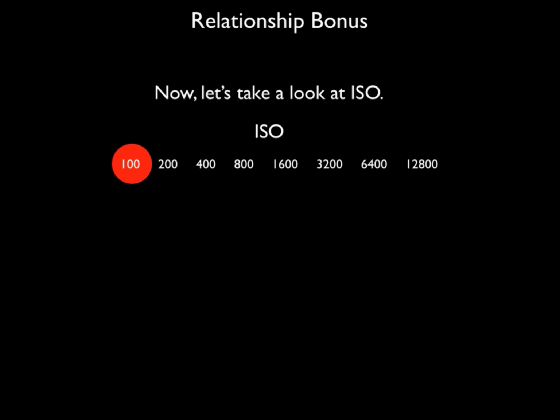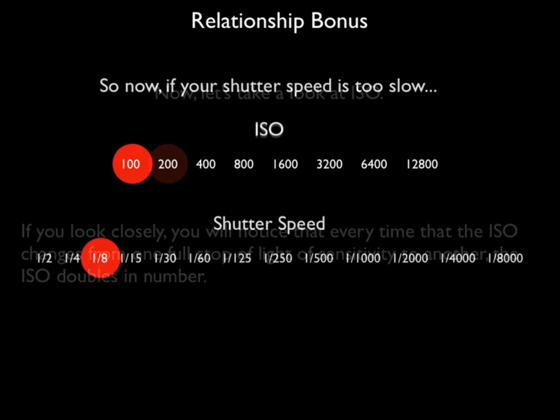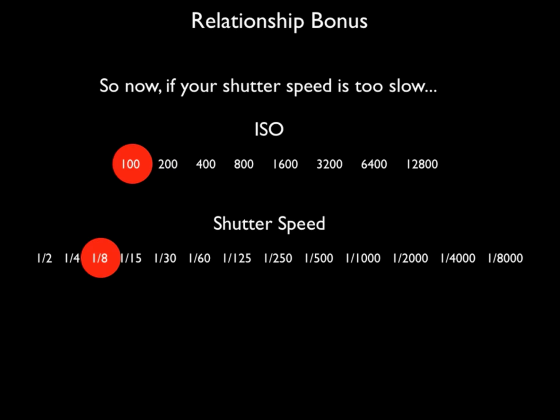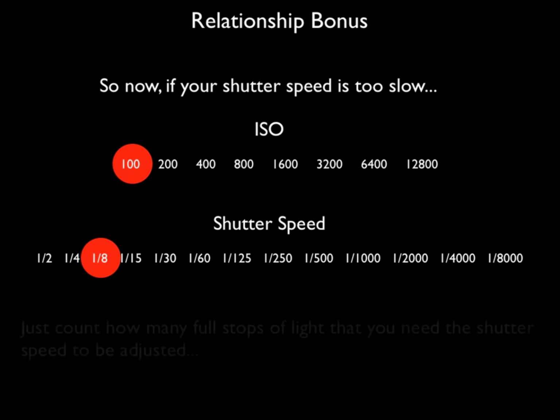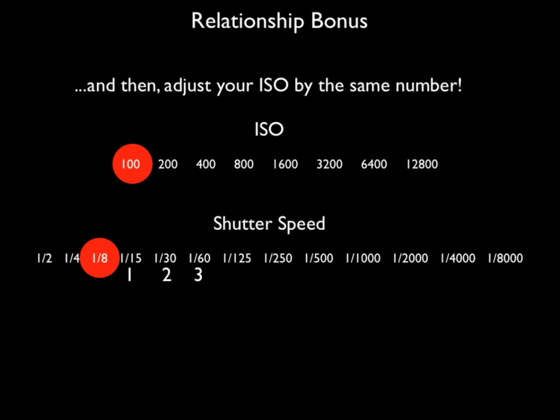Now let's take a look at ISO. If you look closely, you will notice that every time that the ISO changes from one full stop of light of sensitivity to another, the ISO doubles in number. So now, if your shutter speed is too slow, just count how many full stops of light that you need the shutter speed to be adjusted. And then adjust your ISO by the same number.